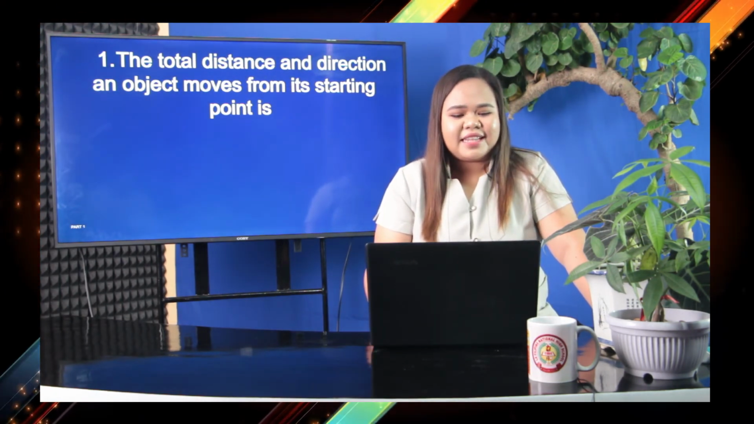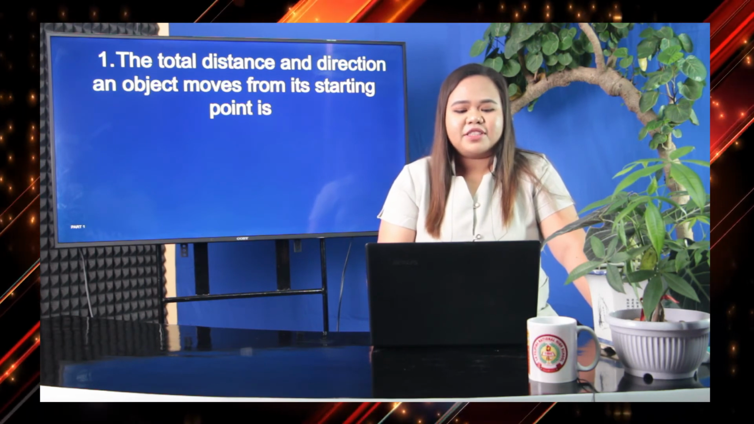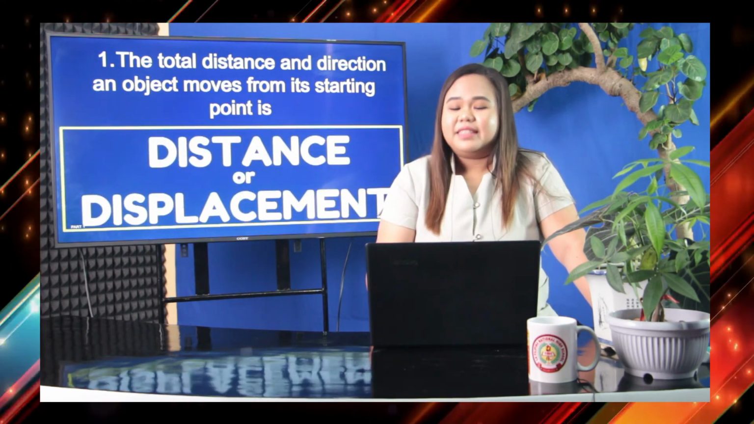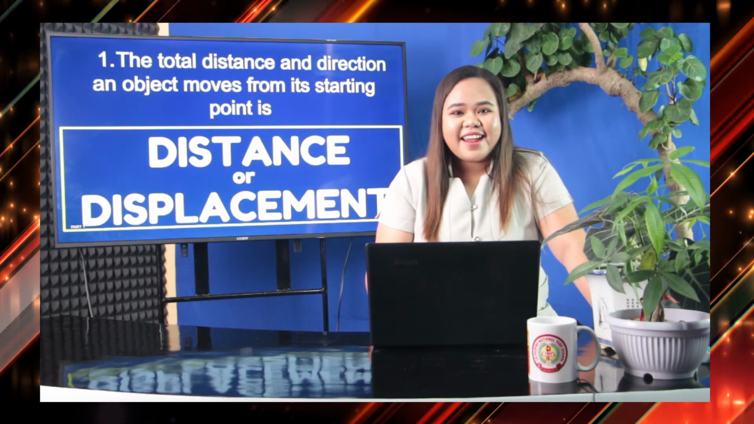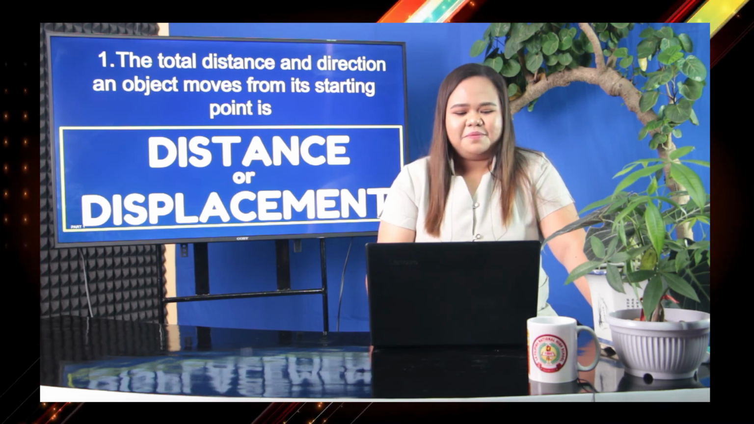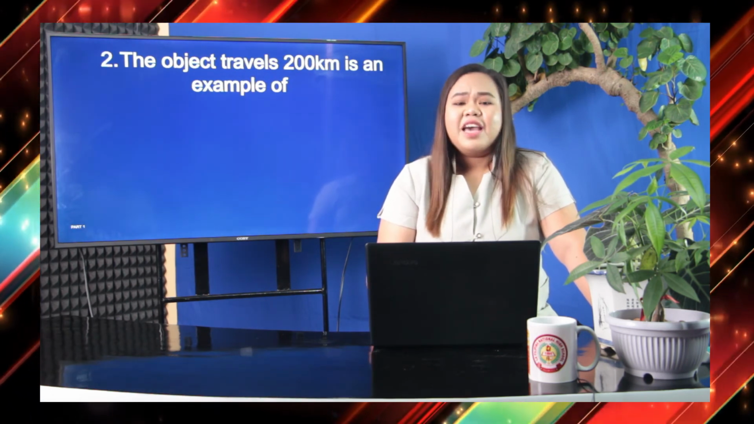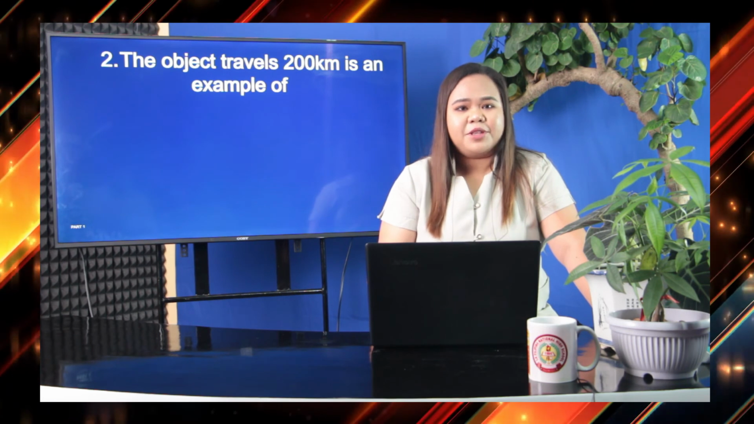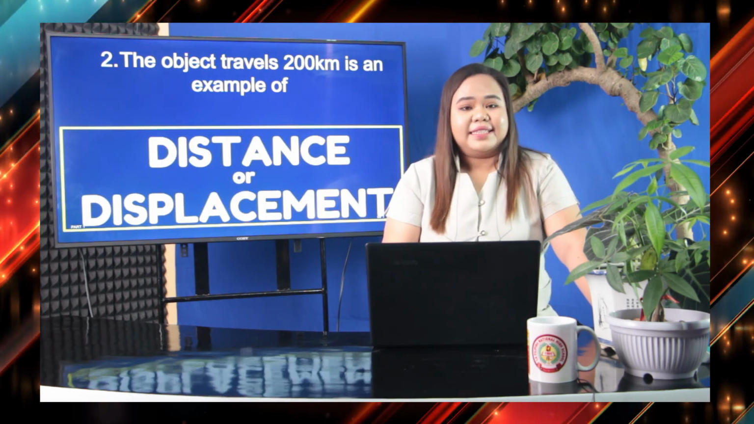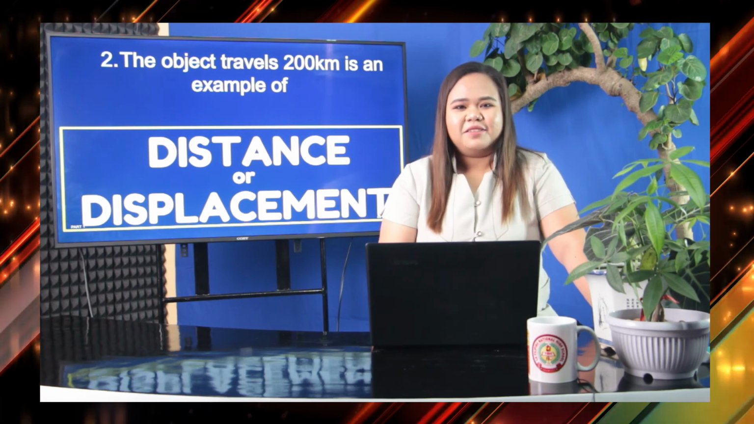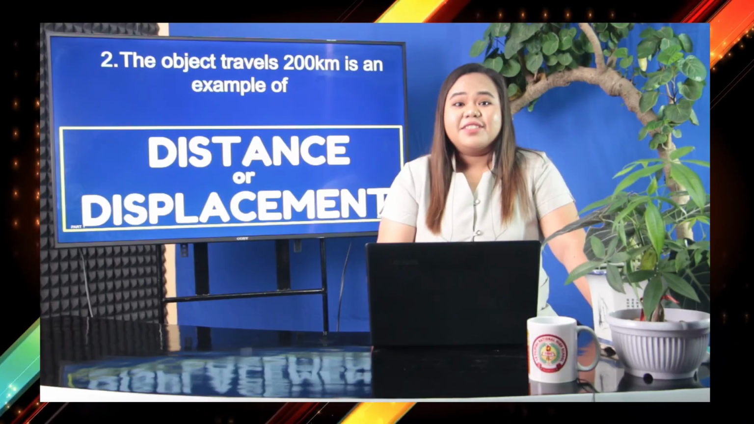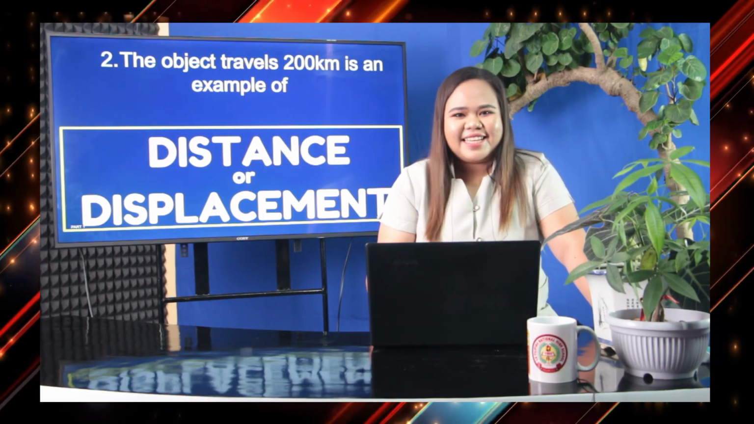The total distance and direction an object moves from its starting point is distance or displacement? The correct answer is displacement. Next, let's have number 2. The object travels 200 kilometers is an example of distance or displacement? The correct answer is distance.